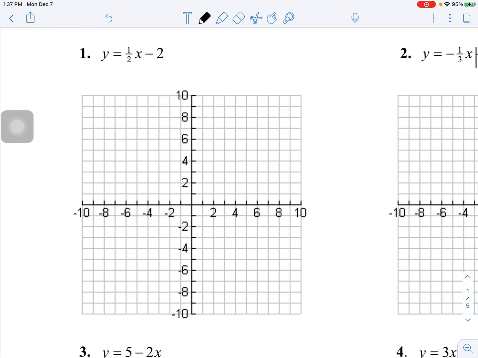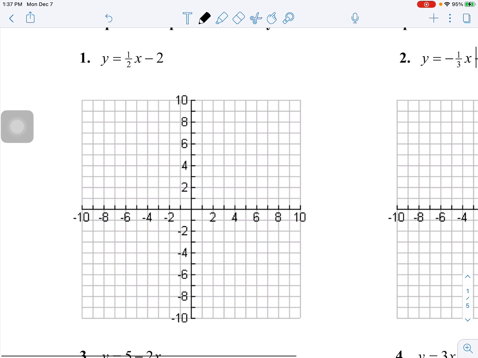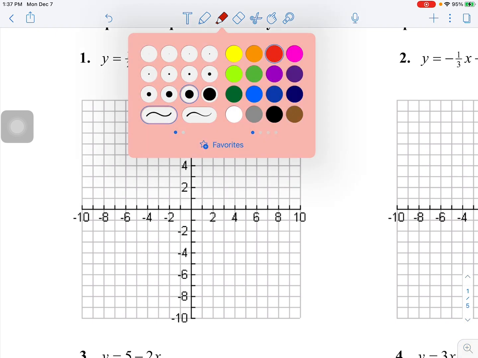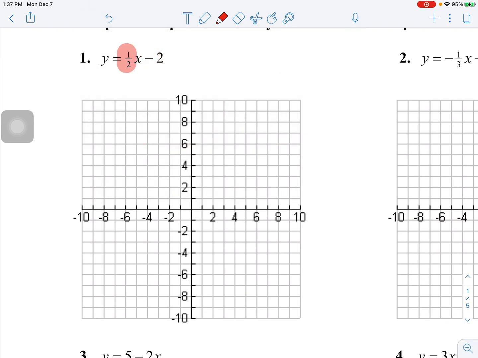So let's do this first problem as an example. It says y equals 1/2 x minus 2. So I'm going to find the number that's attached to x, and that's going to be my action. So that's 1/2 x. So my slope is 1/2. And when I graph it, the top number is how many I rise. Since it's positive, I'm going to go up. And the bottom number is the run, which is also positive, so I'm going to go over. So up 1, over 2.